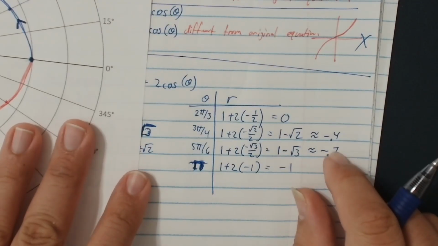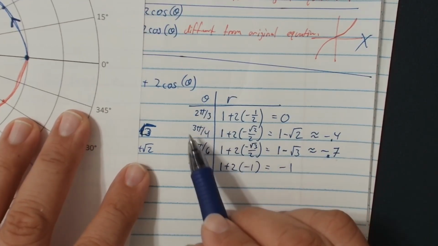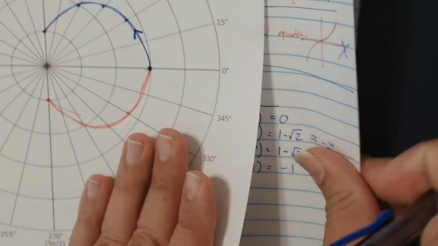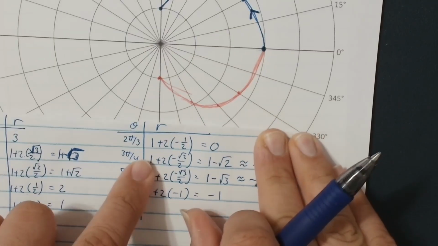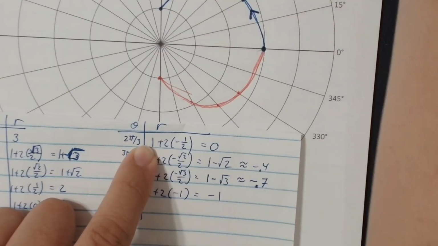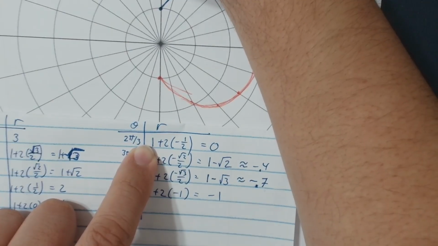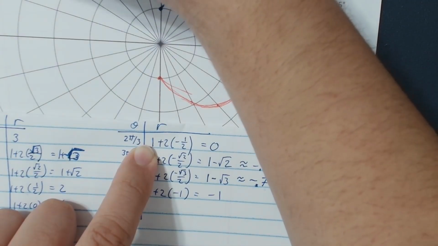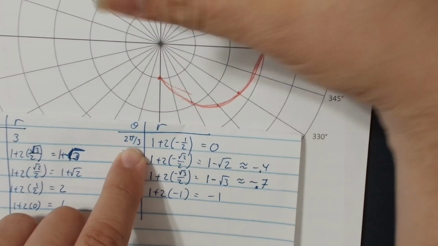Here we have negative distances, which sounds strange, but all that means is we're going backwards from the direction that we're facing. All right, so let's continue here. All right, so we've got, if we're facing, let's put our angles here. This one is 2 pi thirds, and this one is 3 pi fourths, and this one is 5 pi sixths, and then this one's pi. So if we're going this way, we're not actually going anywhere. We're at the origin.